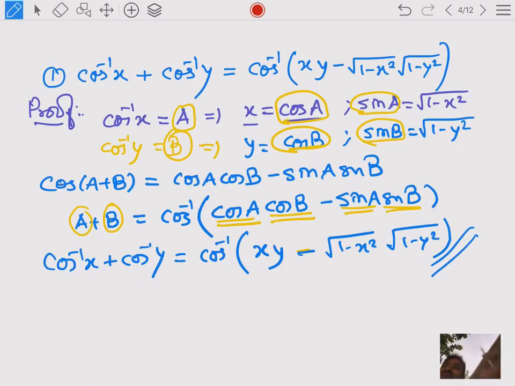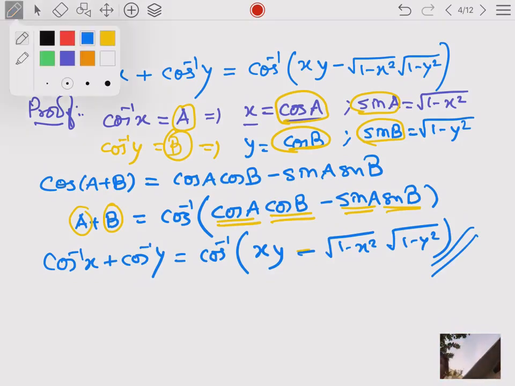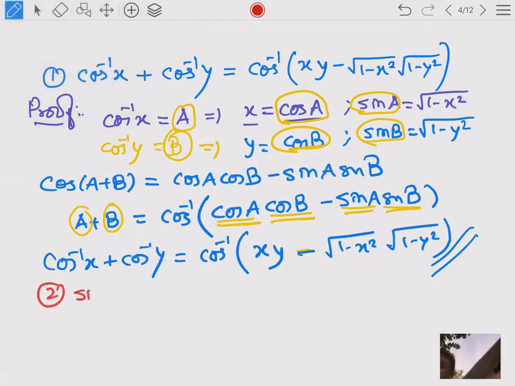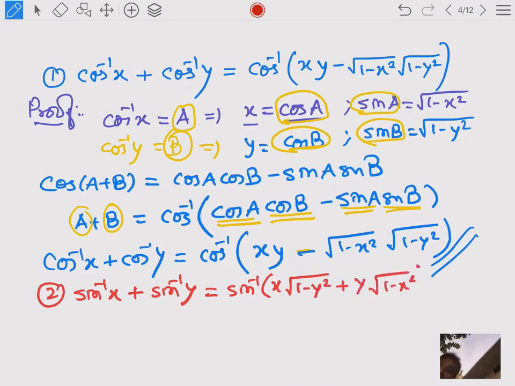So this is the very important formula for this session. Now in this regard, we can derive two more formulas. I have already told you how we can derive this formula. So in this way we can write two more formulas. The second is sin inverse of x plus sin inverse of y is equal to, now you will derive this formula at home, x into square root of 1 minus y square plus y into square root of 1 minus x square.